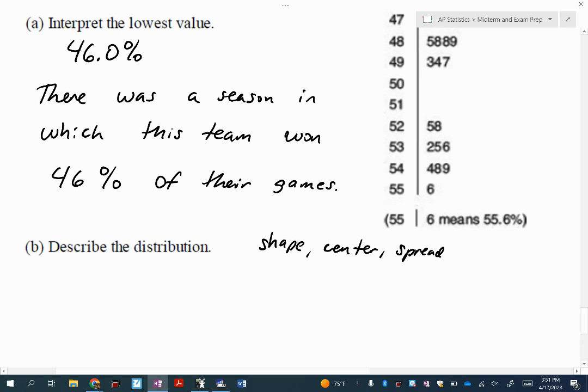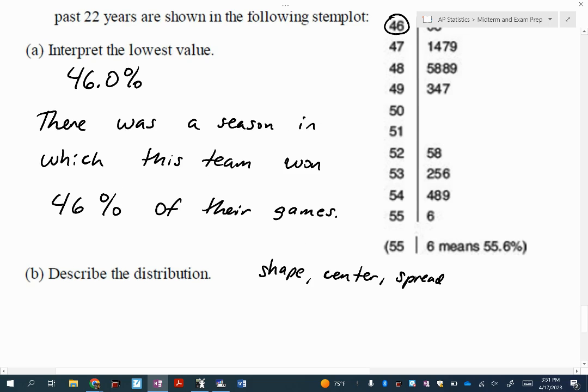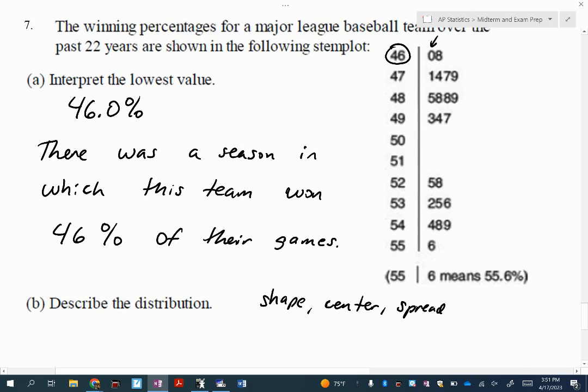Guys, keep this simple. If this is on the AP exam, you don't have to go into what is the median, what is all that. Do the easy ones, right? Just say the middle is, all right, or the range is the lowest to the highest, right? Keep it simple. Don't try to make it more complicated.